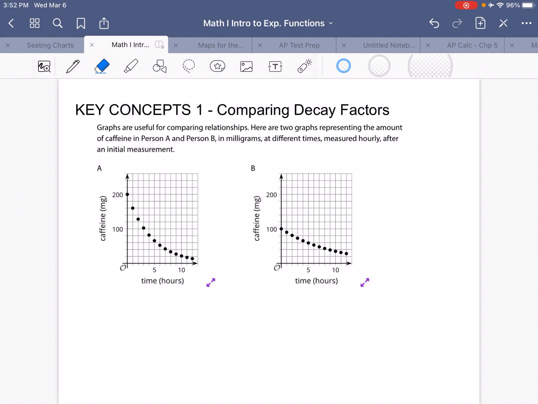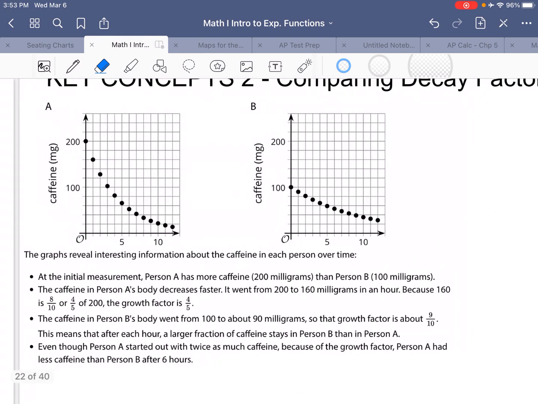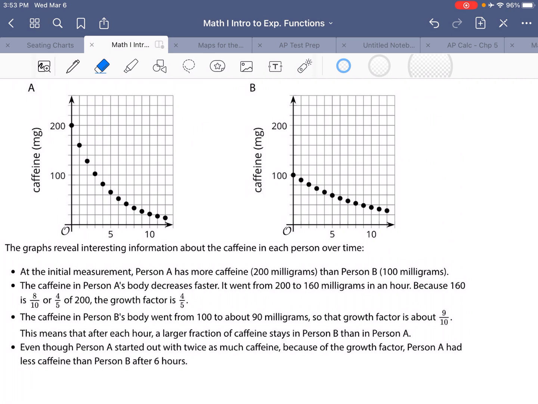This is from lesson number 6 and a cool down called Analyzing Graphs. So graphs are useful for comparing relationships. Here are two graphs representing the amount of caffeine in person A and person B in milligrams at different times, measured hourly after an initial measurement. These graphs can reveal some interesting information about the caffeine in each person over time.